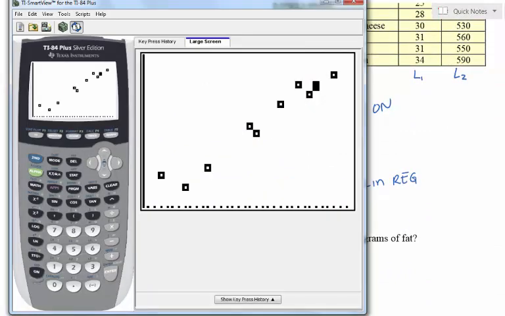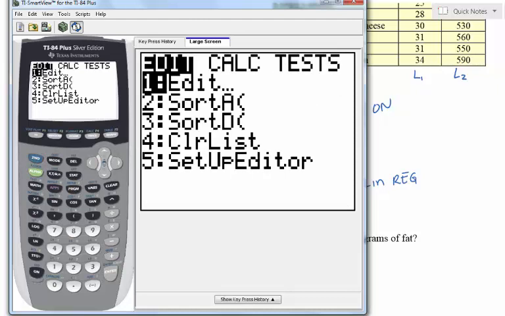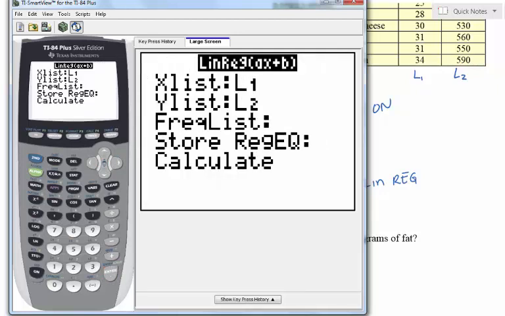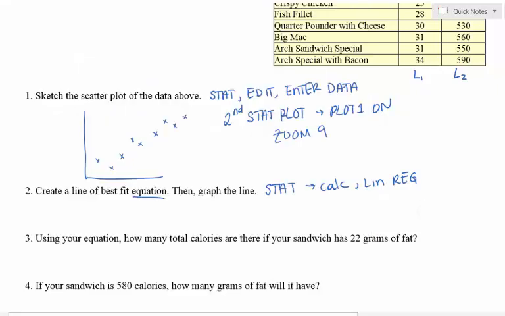But if you go to Stat, right arrow to Calc, you're going to go down to linear regression, LinReg, hit enter. So you should say L1, L2, that is the standard. And then it says store reg equation, so your regression equation. The only reason we're going to use that is because it says graph the line. So you need to make sure it says L1, L2, and then you're going to calculate.